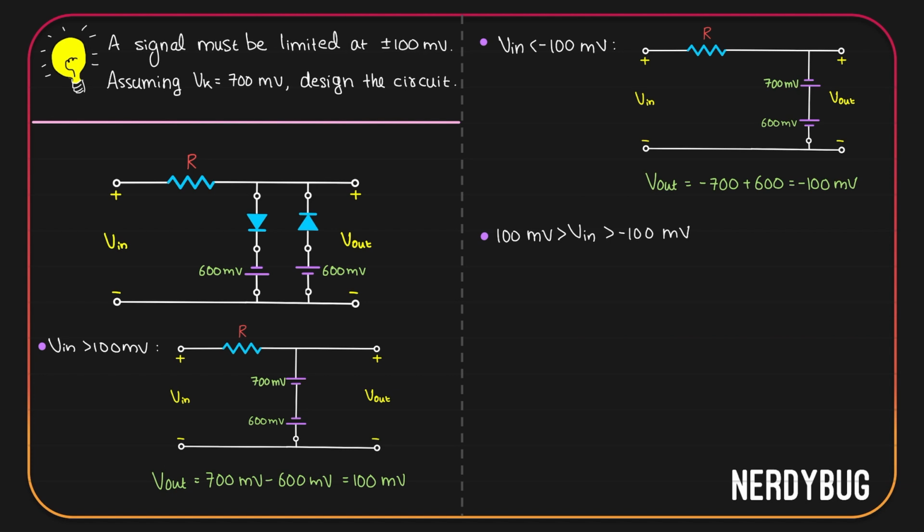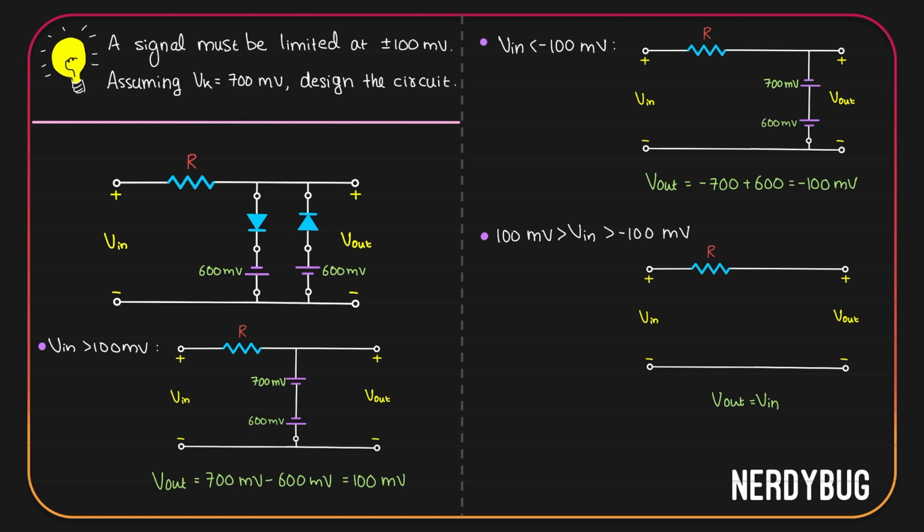So we can model the circuit like this. Both diodes are in reverse bias, so they are modeled as open circuits. No current will flow through both of these branches, so let us remove them from the model. Now, whatever is applied at the input will be seen at the output. V output is equal to V input. This is what we can conclude from the analysis.